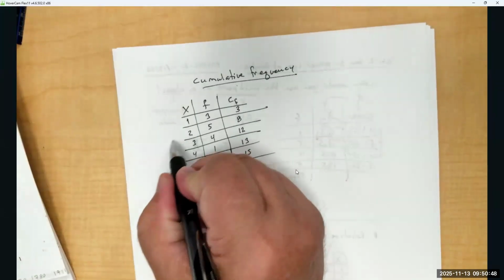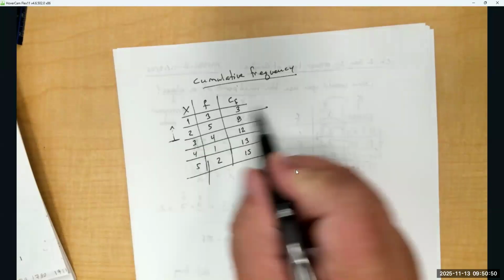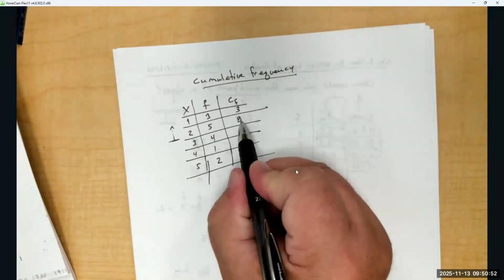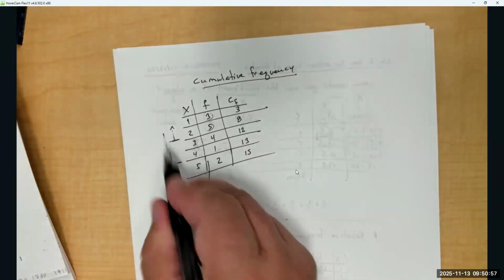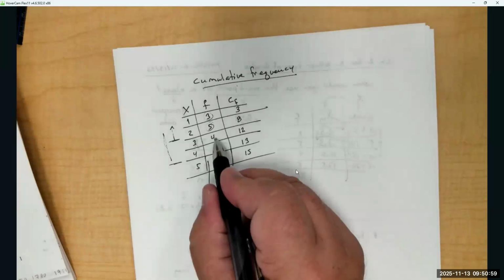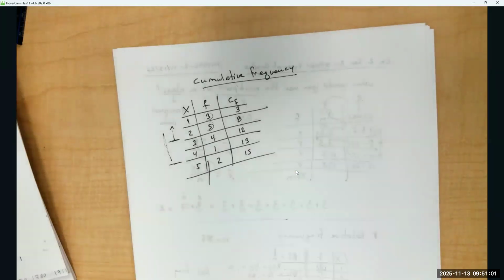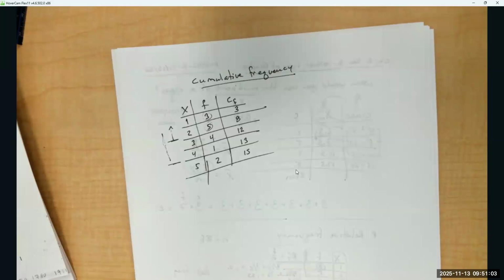From this point on down, how many numbers are there? There are 8 numbers. There are 5 here and 3 here. From this one, how many data points do we have? We have 1 plus 4 plus 5 plus 3, which is 13. That's what it tells us.